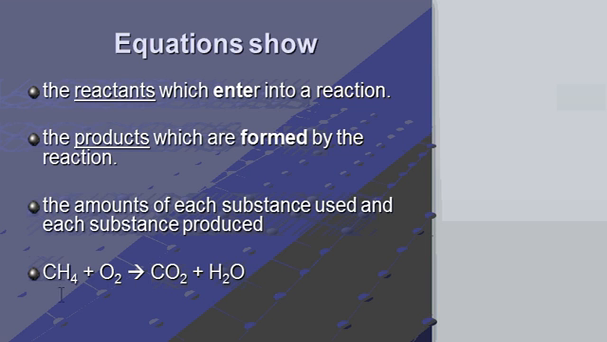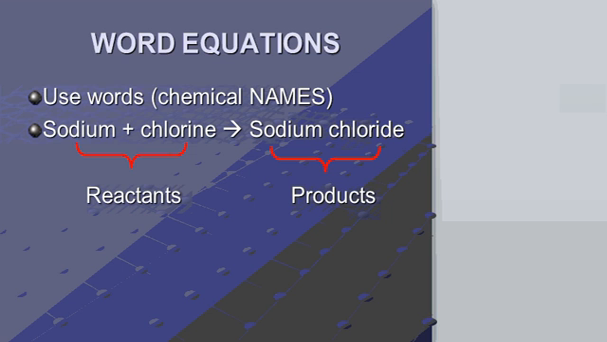The things that an equation will show, first of all, it will show the reactants. The reactants are going to be the ones on this side, and they are going to create the products. The products are the ones that are formed. The arrow in the middle represents produces. So methane plus oxygen will produce carbon dioxide and water. Of course, we can still use word equations, and now that you're all pros with naming, you know that sodium and chlorine will give us sodium chloride.